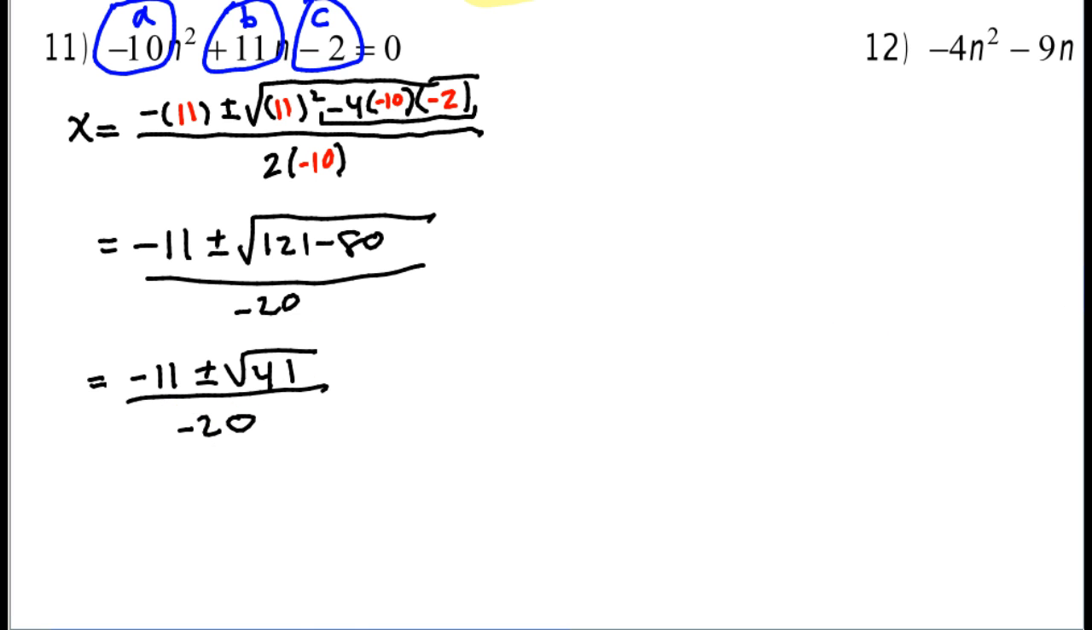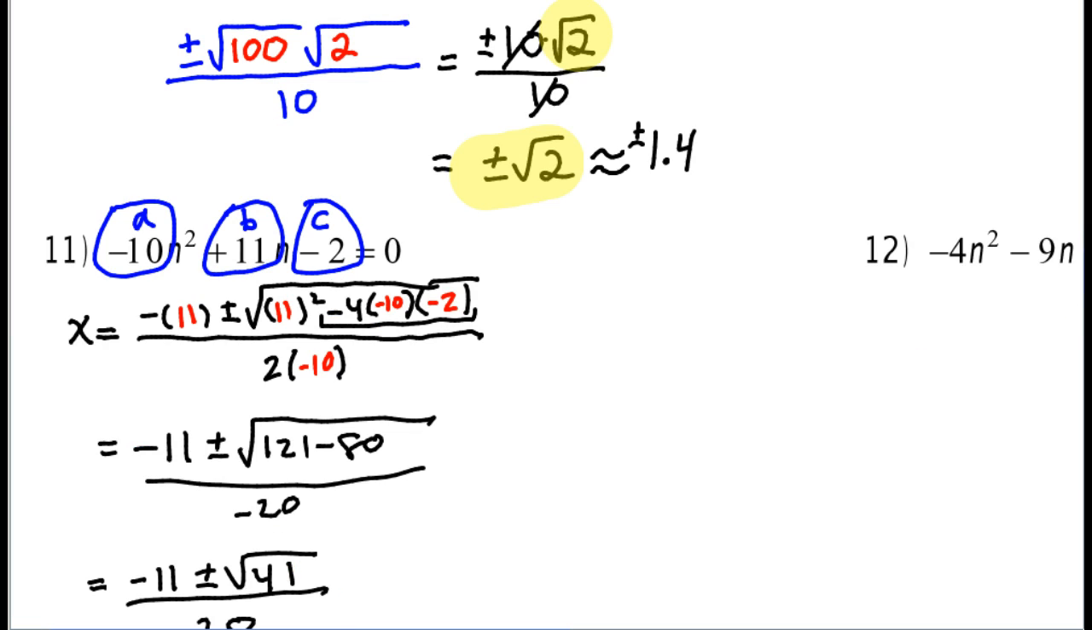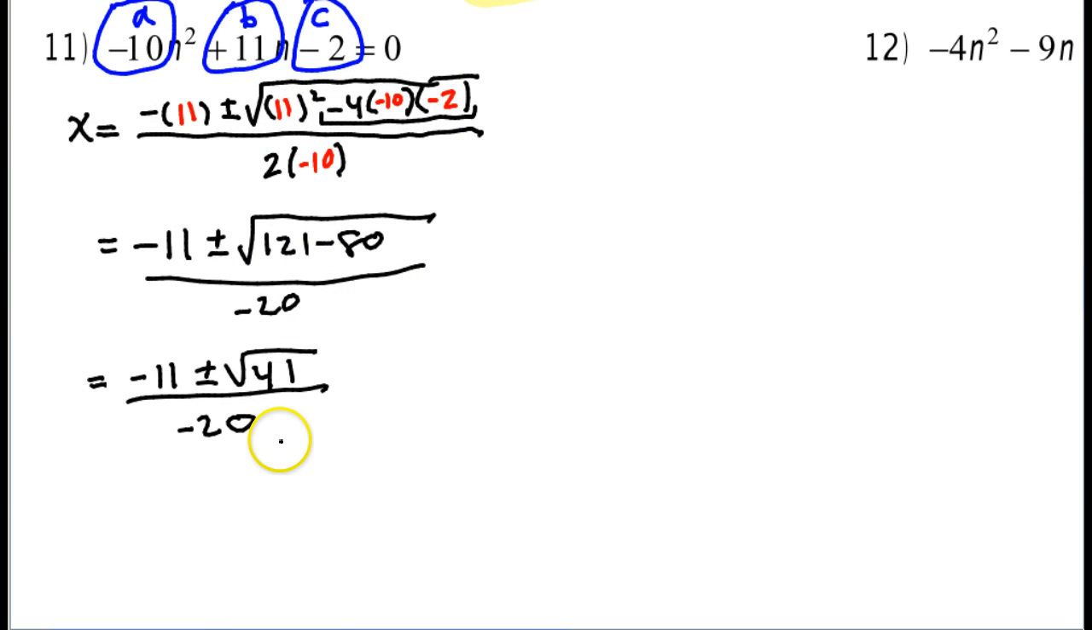Okay. Before we had root 200, and we had to reduce that to 100 times 2. So now we have 41. What does that reduce to? Root 41. What perfect square goes into 41? Does 4? Does 9? 16? 25? Nothing. So it doesn't reduce, but you've got to check. Just like reducing a fraction, sometimes they do, sometimes they don't. You've got to check. All right.